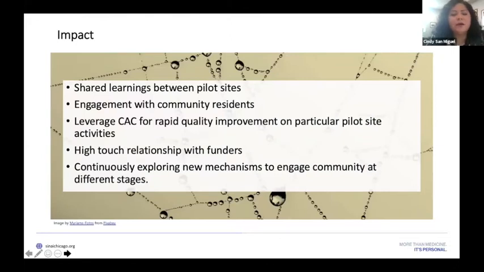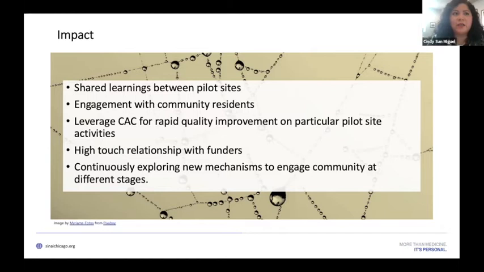So impact. When I was thinking about impact, I think a lot of the impact that's happened around Health First Collaborative has been an increase of webbing and an increase of connectivity. We have shared learnings between the pilot sites and the Learning Collaborative. We have increased engagement with community residents through the community advisory councils, and we're leveraging that CAC for rapid quality improvement for particular pieces and activities around the pilot sites. I mentioned that we've had a high touch relationship with funders, and that has only enhanced our capacity to be adaptable and to be nimble.